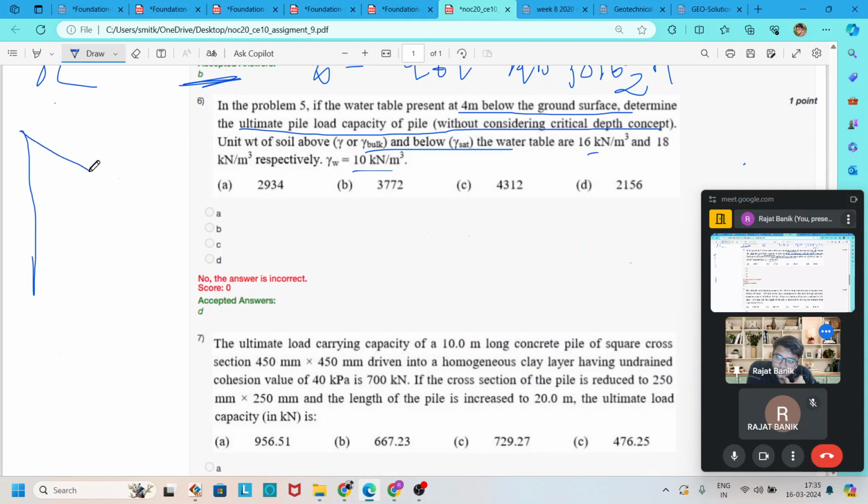For the first 4 meters, the water table is not present, so there is no change in the effective stress. Because there is no presence of water, it is gamma bulk into the depth. Here it is h1, here it is h2. H1 is equal to 4 meter, h2 is equal to 8 meter. So here it is gamma bulk into h1, which is equal to 16 into 4, 64.